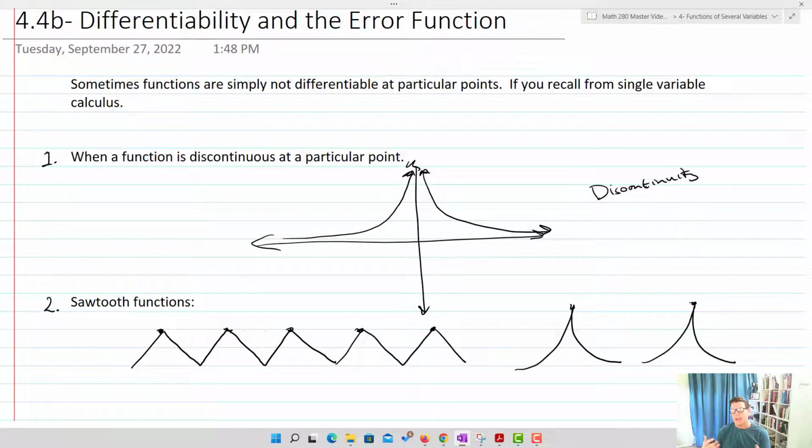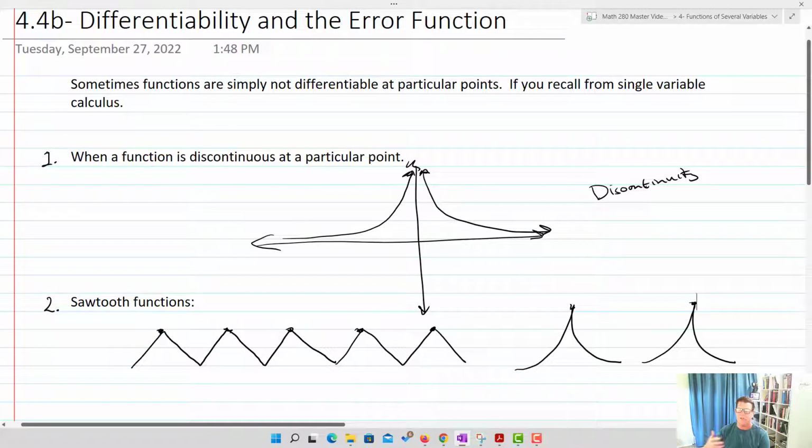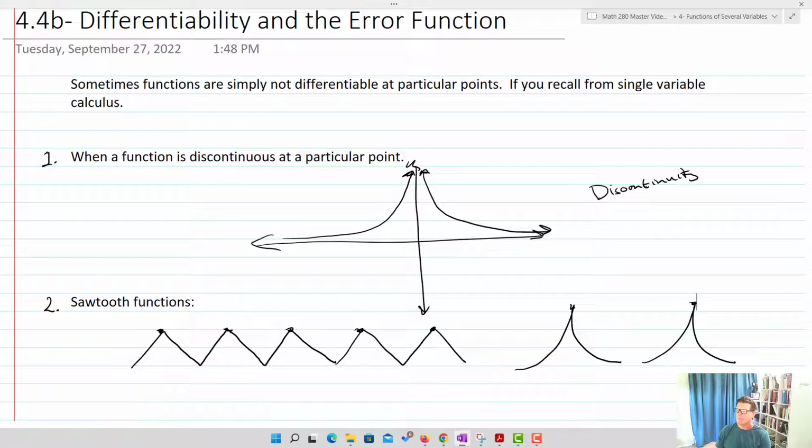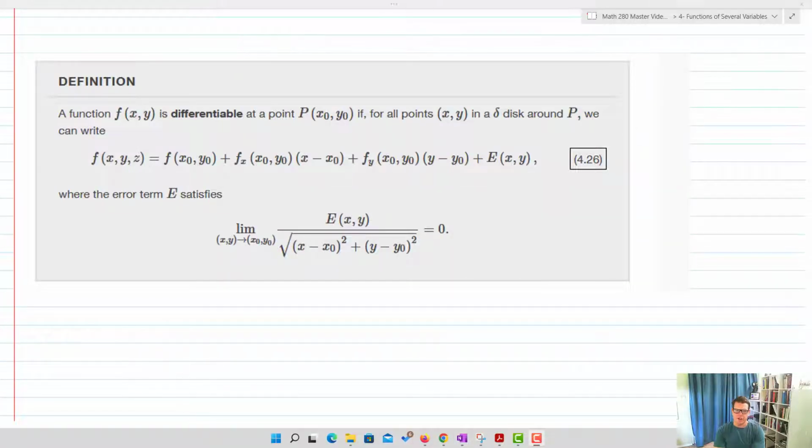What we are looking at now is what issues we have, how we know that we can actually find partials, that we do have a differentiable function, and what the criteria are for a function being differentiable. So here's a definition of differentiability.